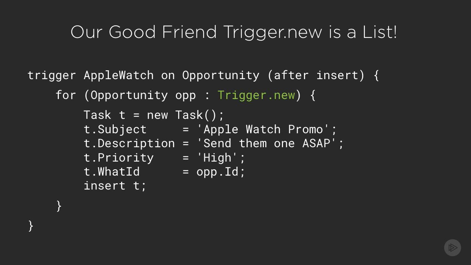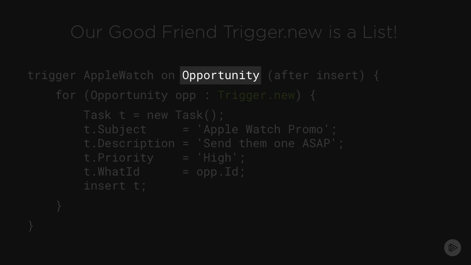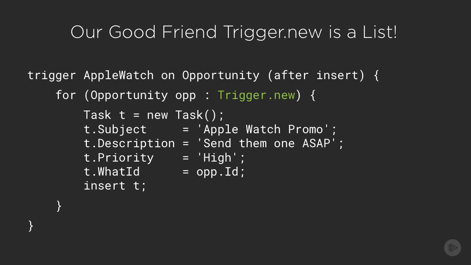True story. By now, you've already used lists, because our good friend trigger.new is actually a list. It's a list of S objects. And in this trigger, the specific S object would be opportunity. Oftentimes, your list will have an S object data type, just like trigger.new here.